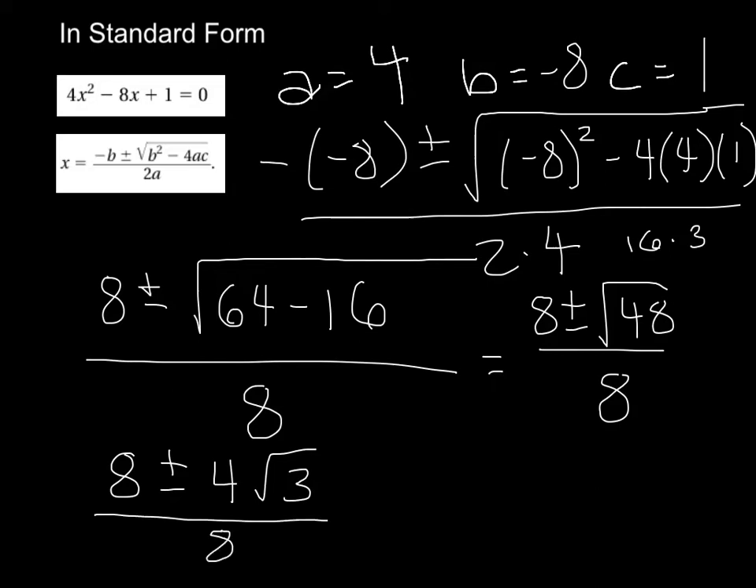One last step. We can take a look at all three of these monomials here. We have 8, 4, and 8, which all share a common factor of 4. So we pull out a 4, and we get 2 plus or minus the square root of 3, all over 2. Final answer.